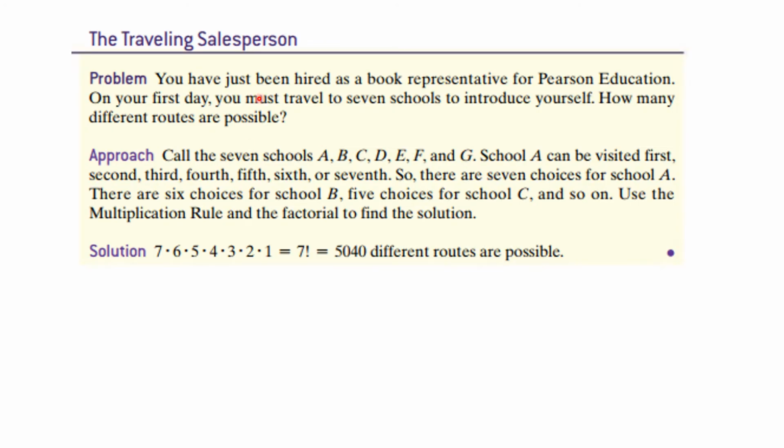So suppose you've just been hired as a book representative for Pearson Education. On your first day you must travel to 7 schools to introduce yourself. How many different routes are possible? Well, you have 7 schools, so 7 ways you can pick the first one, then times 6 for the second, times 5, times 4, times 3, all the way down. That's 7 factorial. This is how many different routes are possible because you're picking them in sequence without repetition. Problem number 33 is a good one to perfect your understanding with.